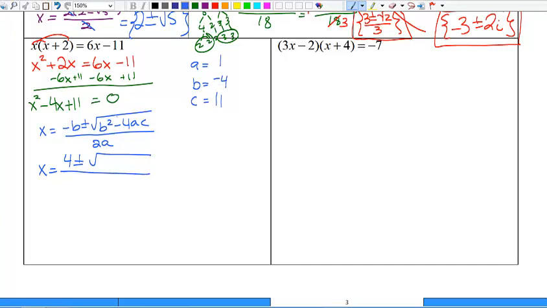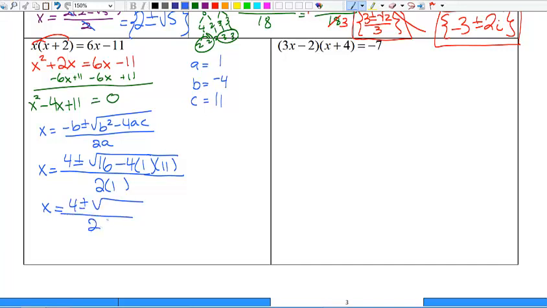Do the b squared in your head. Negative 4 squared is negative 4 times negative 4, which is positive 16. Anything squared should end up to be a positive, so your b squared should always be positive. Minus 4 times a times c. A is 1, c is 11, all over 2 times a, which is 1.